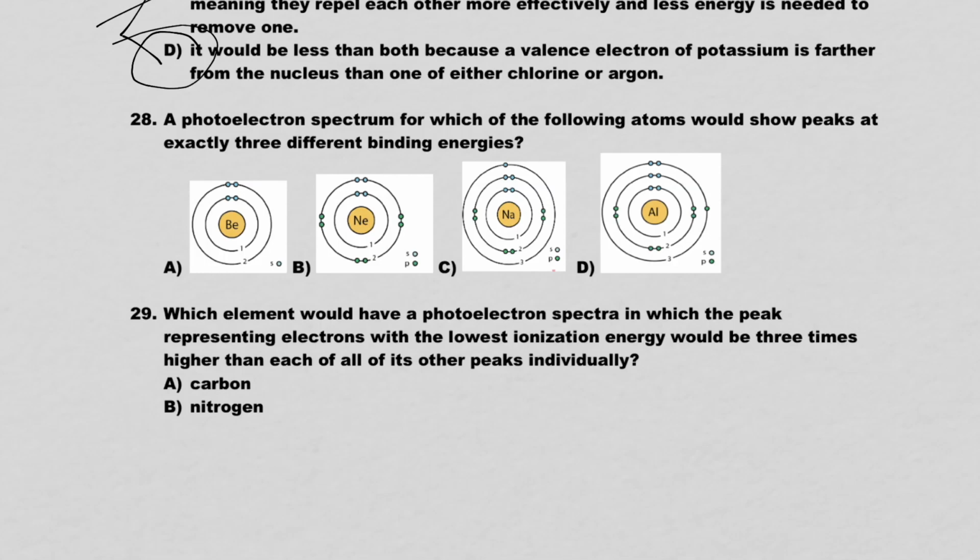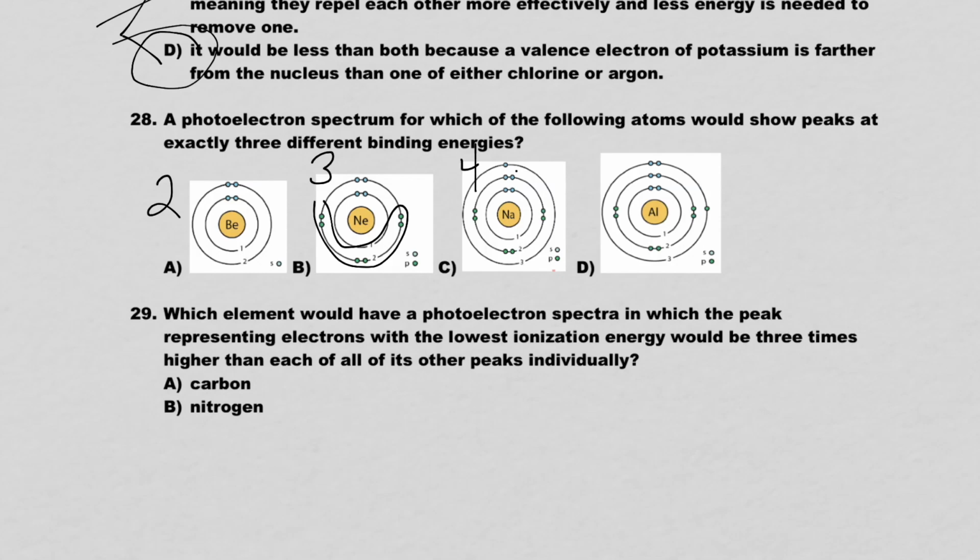So look at beryllium. That is 1s2 and 2s2, so beryllium would have 2 peaks. Neon is 1s2, 2s2, 2p6. Notice all of these, if that was the 6, would be a peak, so that would be 3 peaks. So that's kind of tricky. Let's look at C, sodium, 1s2, 2s2, 2p6, 3s1. So that would have 4 peaks.